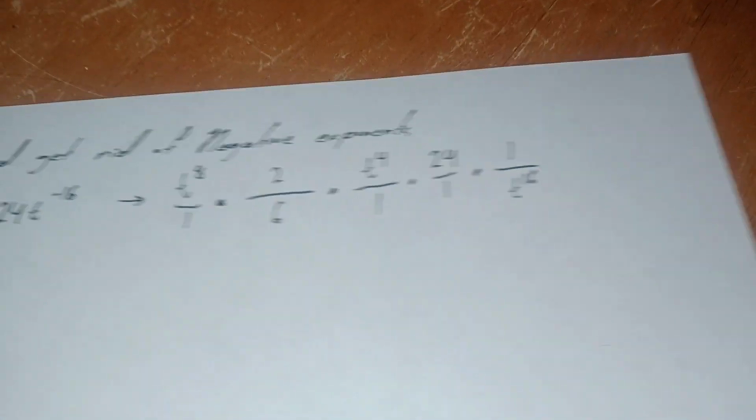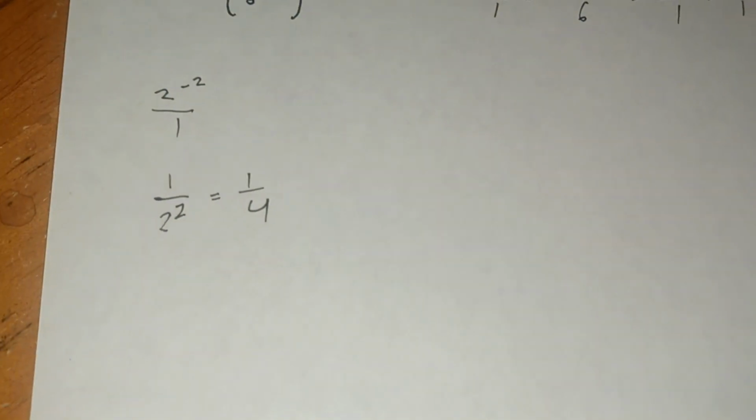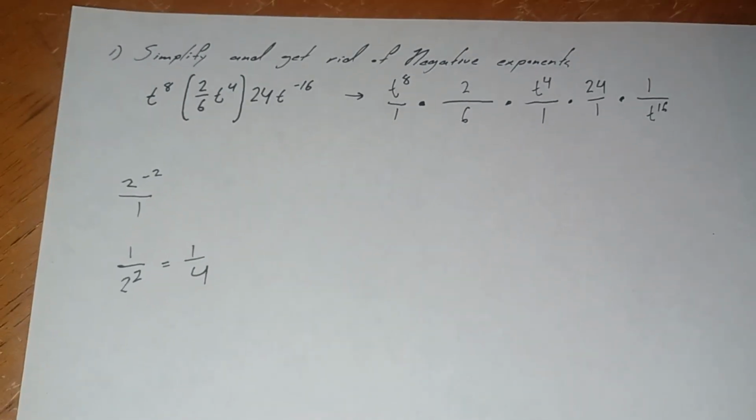That's a rule. Let's say we have 2 to the negative 2 power. In order to get rid of the negative 2, first of all, let's turn this into a fraction: 2 to the negative 2 divided by 1. We flip it. So this flips to give us 1 divided by 2 to the 2, which is 1/4. Just flip it whenever you have a negative exponent.